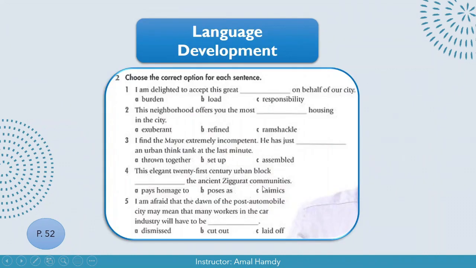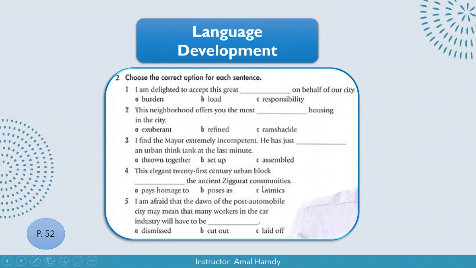We have another exercise about how different words have different connotations. Here we have choose the correct option for each sentence. Number 1, I am delighted to accept this great on behalf of our city. This great burden, load, or responsibility.